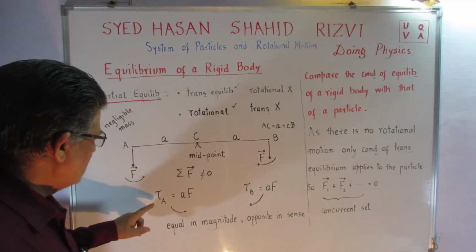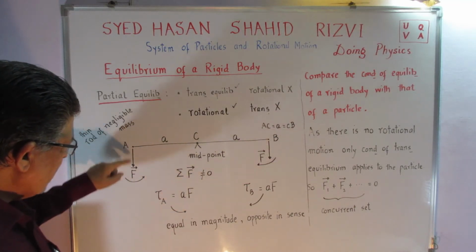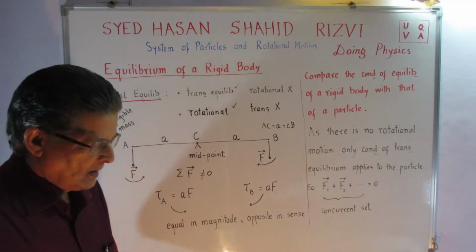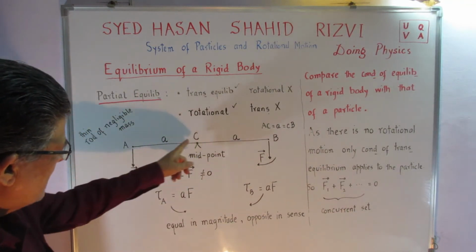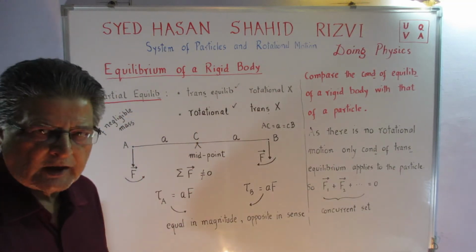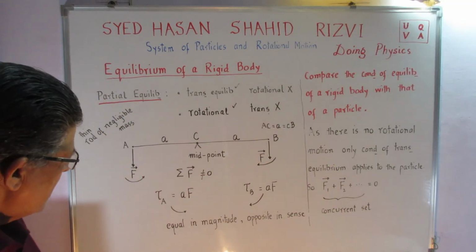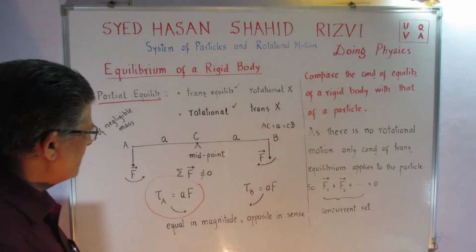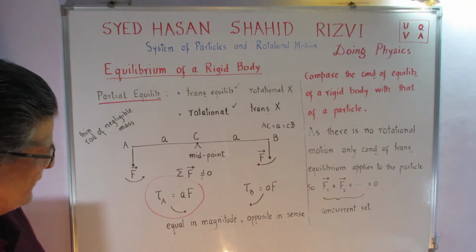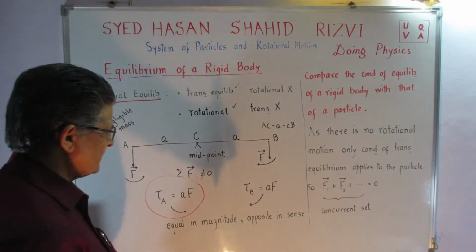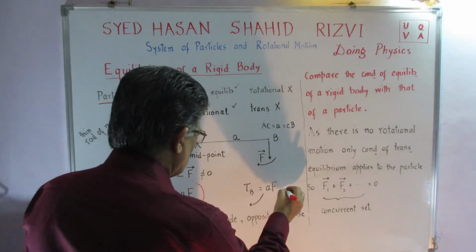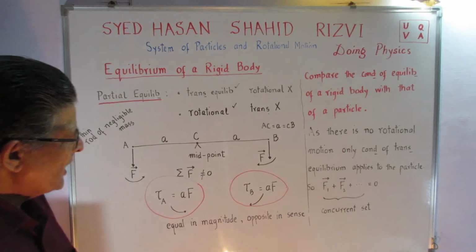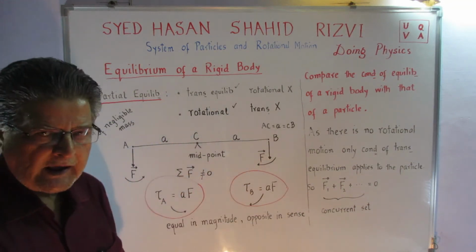So look here, torque at A will be equal to the force multiplied by the distance from there. So I write this equation, tau A is equal to a into F. I'm just taking the magnitude into consideration, although I have shown, and similarly the torque at B is also equal to aF.